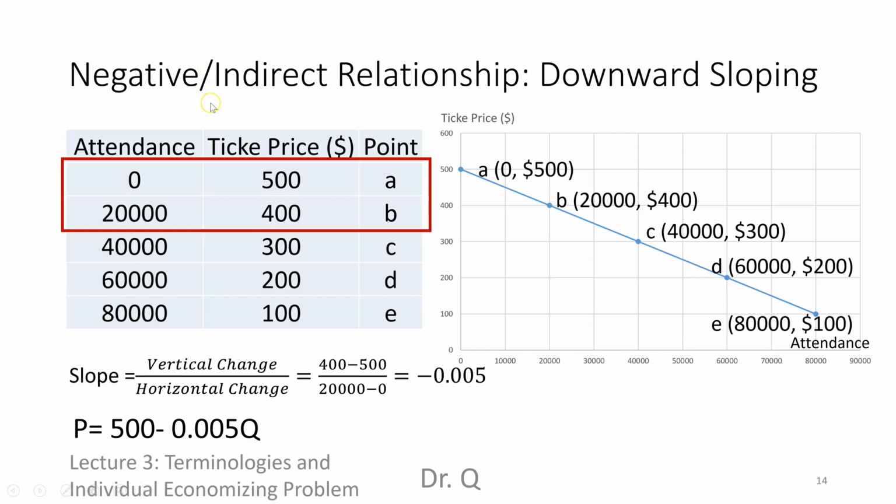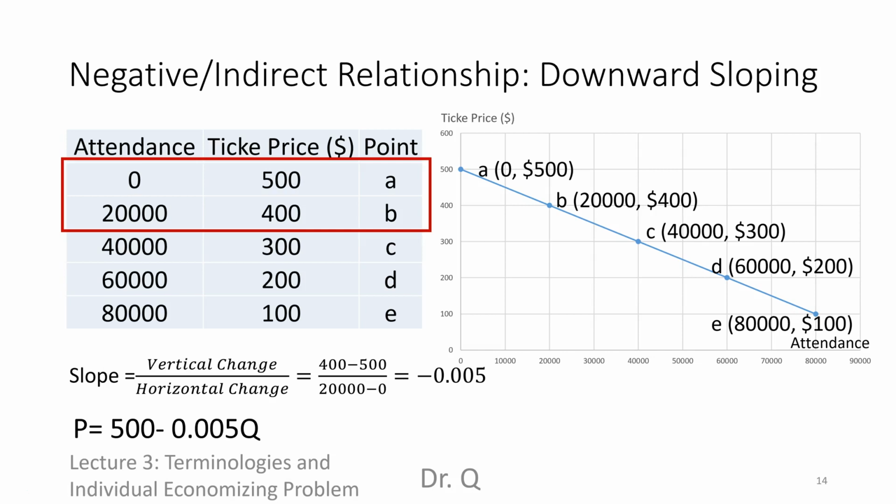The vertical intercept is 500. We'll pick any two points, let's say, again, A and B, to calculate the slope. The vertical change from A to B is negative 100. Horizontal change is 20,000. The economic meaning is that a $100 drop in price increases the ticket sales by 20,000.